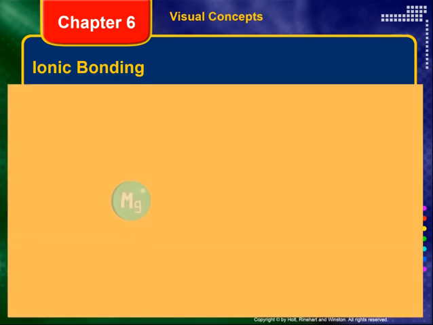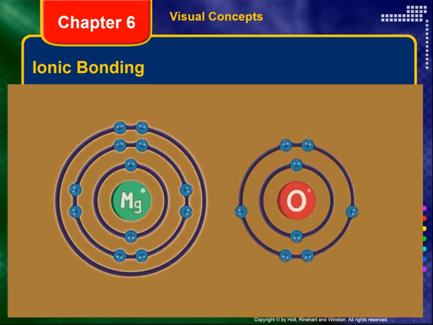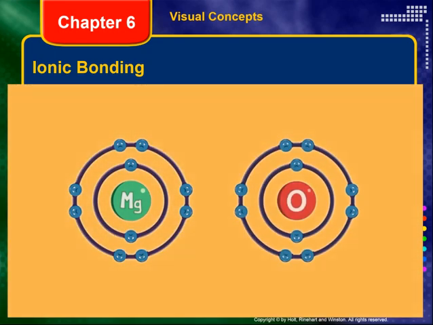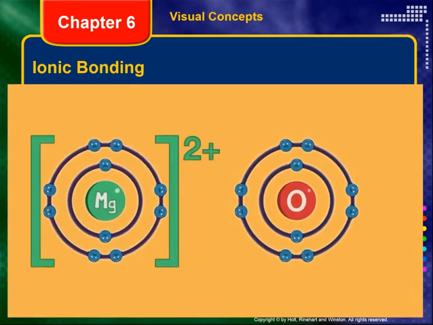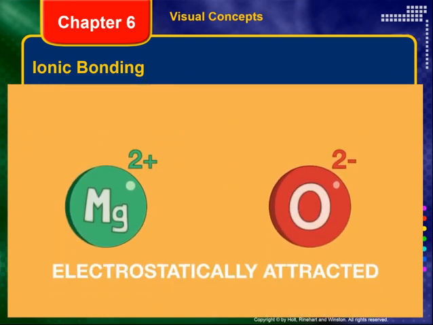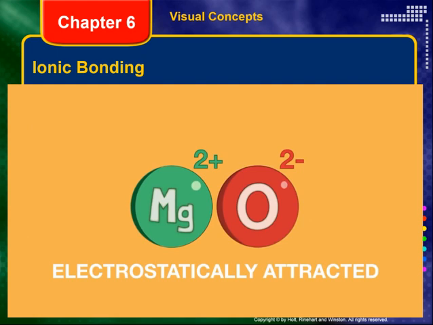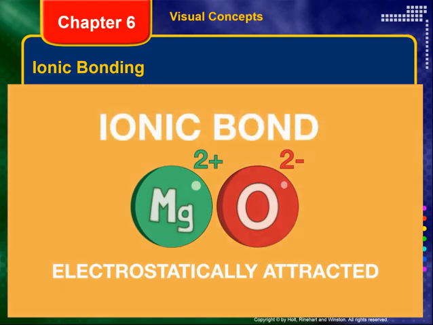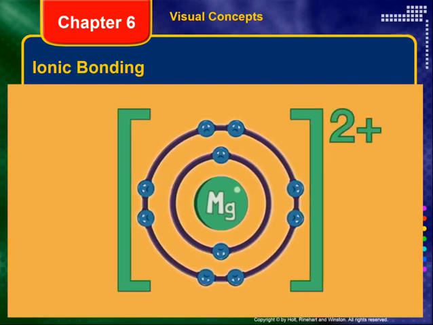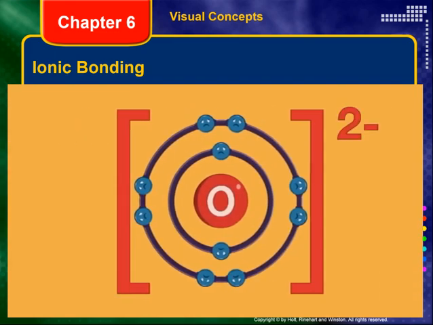Magnesium transfers its 2 valence electrons to oxygen, forming a magnesium ion and an oxide ion. The resulting ions are electrostatically attracted to one another, forming an ionic bond. Did you get this right? Did you remember to include the charges on the ions?